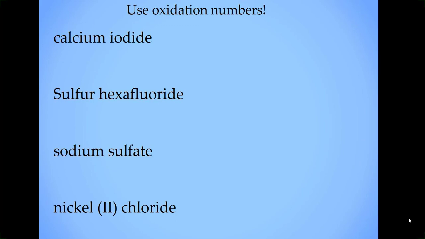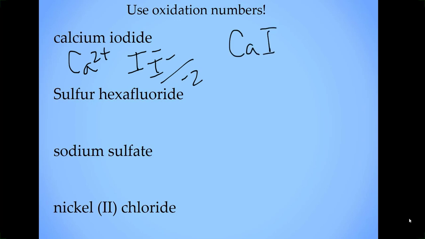We have calcium iodide. Calcium is always a +2. It's an alkaline earth metal. Iodide is a -1. It's a halogen. There, we would have to have 2 iodides to give us a -2 to cancel out that calcium. So remember, when you put these together, you have to make a neutral compound. So our answer is CaI2. Notice that calcium doesn't have the little parentheses that tells the oxidation number, and that's because calcium is always a +2.